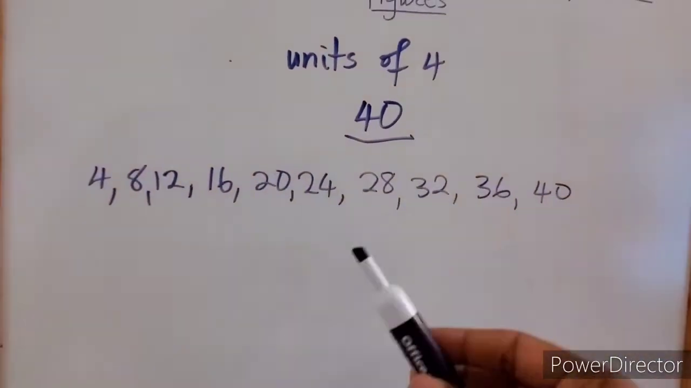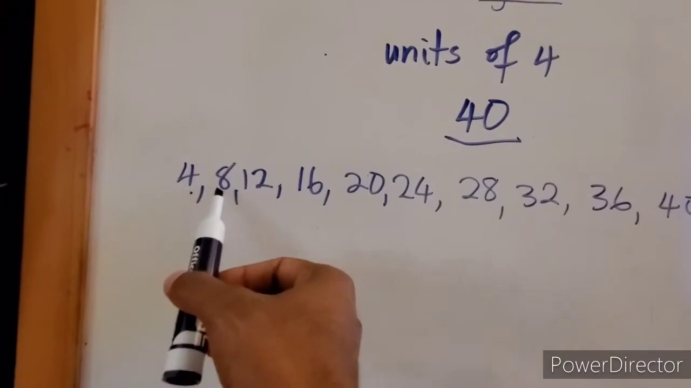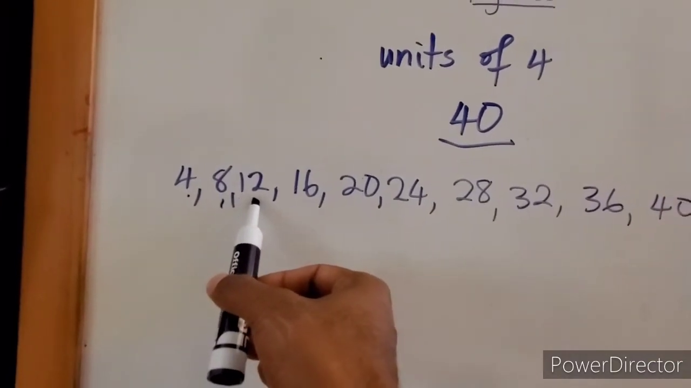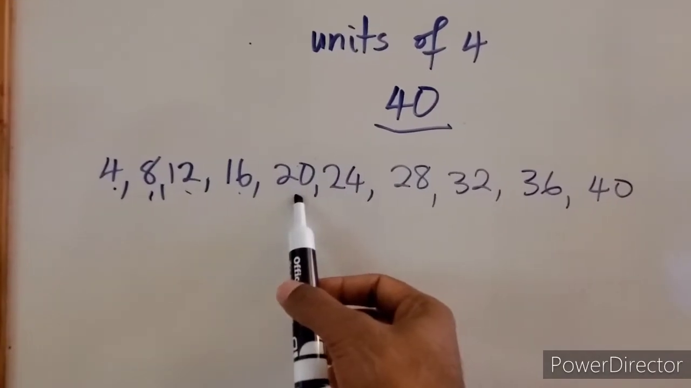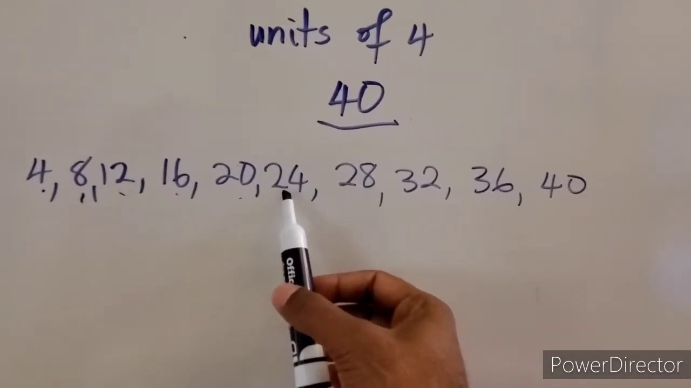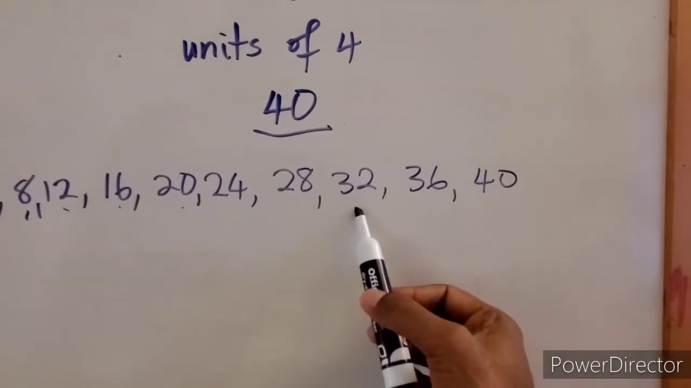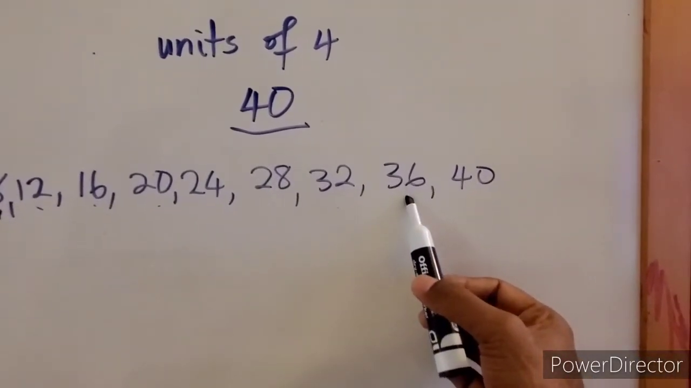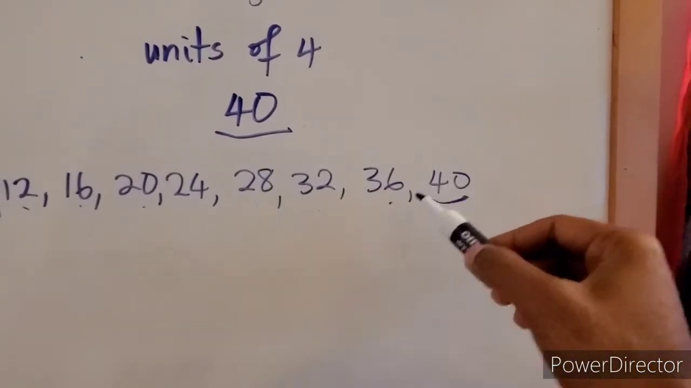Now if you look at these units, counting by 4, you could say 4 times 1 is 4, 4 2's 8, 4 3's 12, 4 4's 16, 4 5's 20, 4 6's 24, 4 7's 28, 4 8's 32, 4 9's 36, and 4 10's 40.